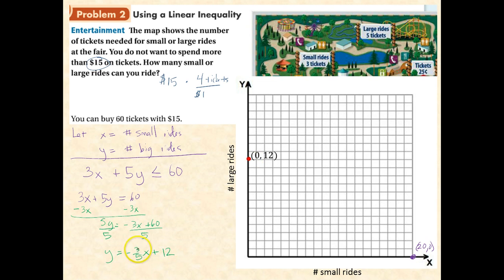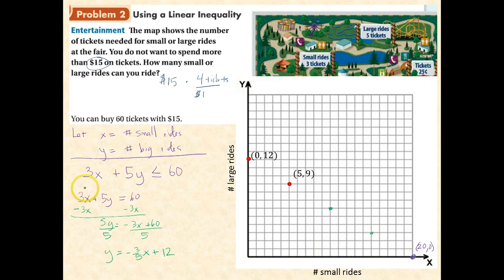And now you can count with your slope: down 3, to the right 5. Down 3, to the right 1, 2, 3, 4, 5. Down 3, to the right 5, and then boom, you're right there.